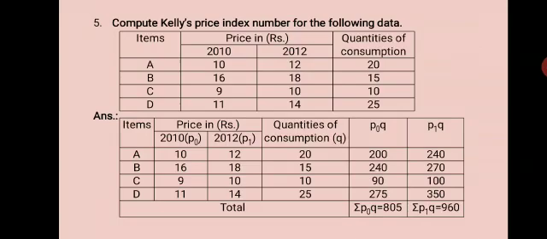Then we need to add P0Q values, you will get summation P0Q. If you add 200 plus 240 plus 90 plus 275, you will get 805. Similarly, if you add P1Q values, that is 240 plus 270 plus 100 plus 350, you will get summation P1Q equal to 960.